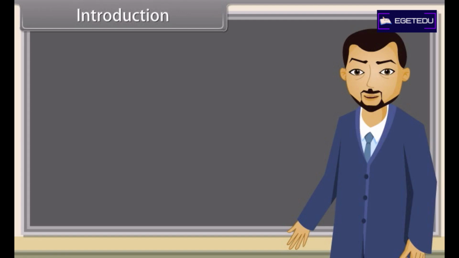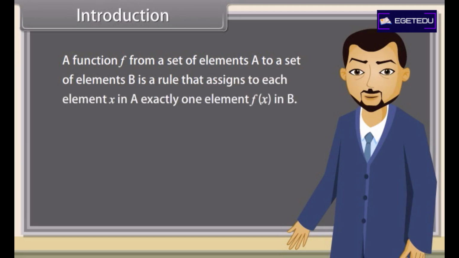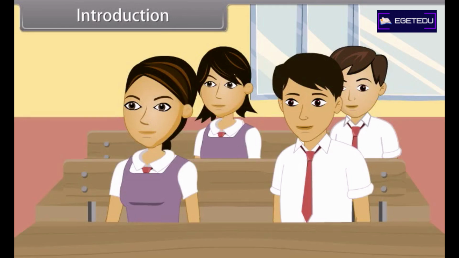Before we define the inverse trigonometric functions, we need to think about exactly what we mean by a function. A function f from a set of elements A to a set of elements B is a rule that assigns to each element x in A exactly one element f of x in B. y equals sin x, y equals cos x, and y equals tan x are functions in the sense of this definition, with A and B being sets of real numbers.